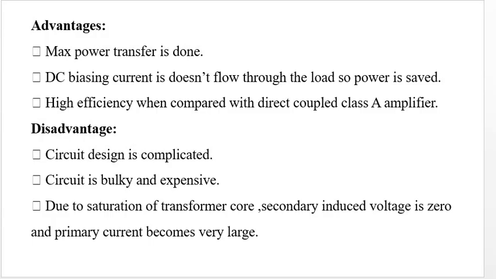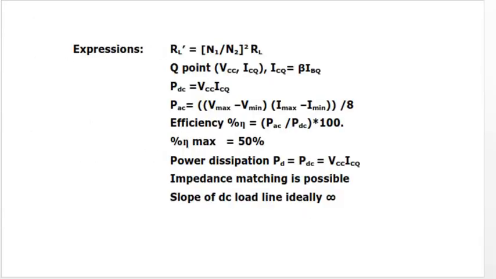Advantages: maximum power transfer is done. DC biasing current does not flow through the load, so power is saved. High efficiency when compared with the direct coupled Class A amplifier. Disadvantages: the circuit design is complicated, and the circuit is bulky and expensive. When the transformer core saturates, the secondary induced voltage is 0, and the primary current becomes very large.